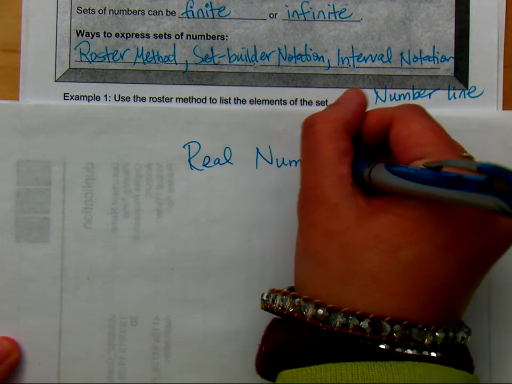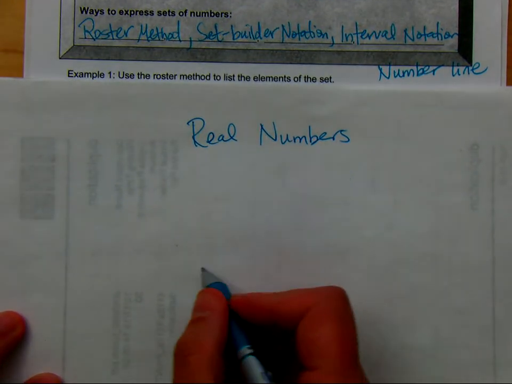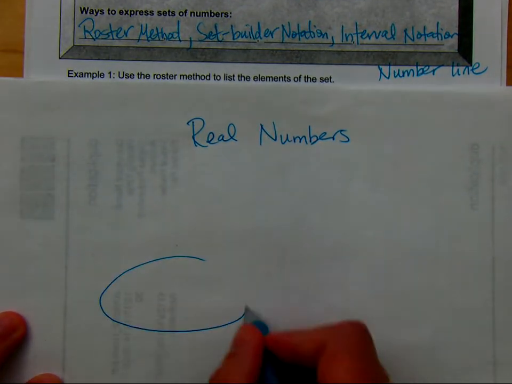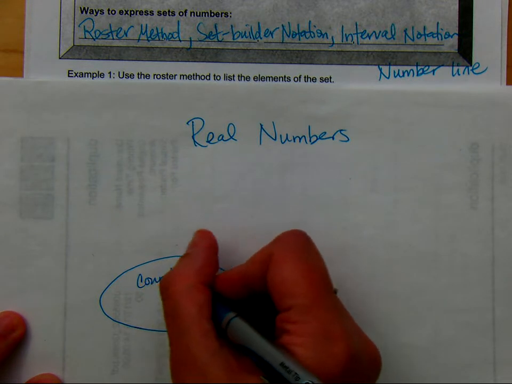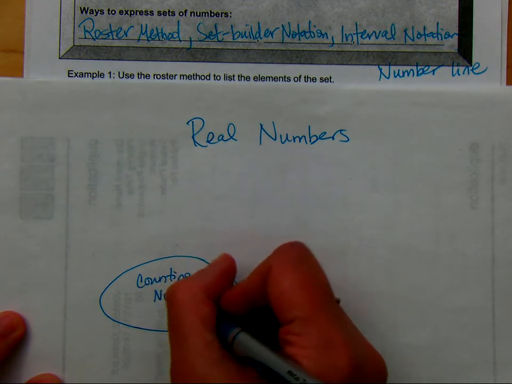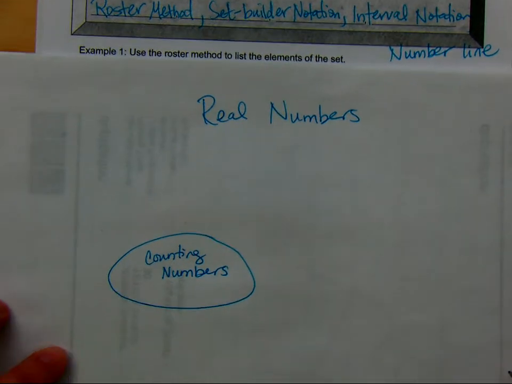So the real numbers, we can break them into sets. And the very smallest set, which is actually still an infinite set, is the counting numbers. And another name for them would be the natural numbers. So these are the numbers that occur in nature, and we use them to count with.